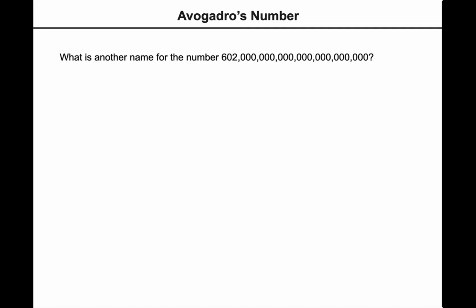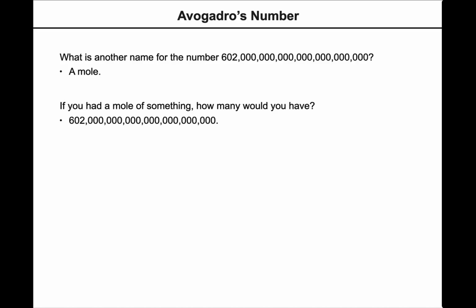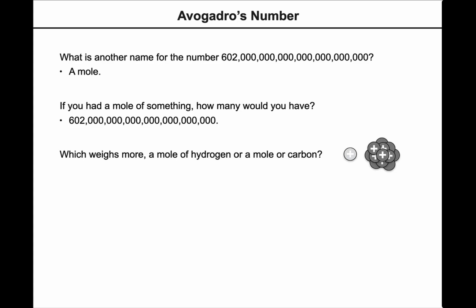Here's our final review. What's another name for this very big number, 602 sextillion? That's a mole. If you had a mole of something, how many would you have? 602 sextillion. Or you can say 600 sextillion, that's also fine. Which weighs more, a mole of hydrogen or carbon? That should be getting easier for you to remember. A mole of carbon should weigh 12 times as much because there's 12 times as much stuff there, so carbon weighs more. How much more? Obviously 12 times as much.